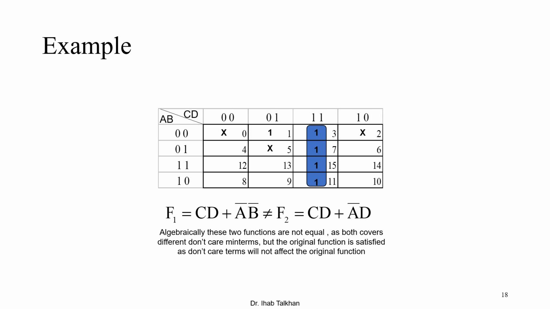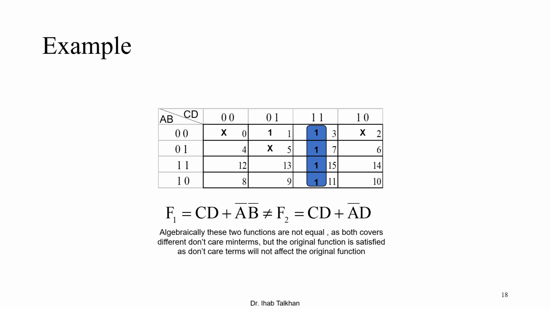The group of 4 here, as it shows, has CD. CD is common for the function. This is the main part of your function. F equals 1 in cells 3, 7, 11, 15, so the term CD represents that group. Also, we still have a 1 in cell number 1.